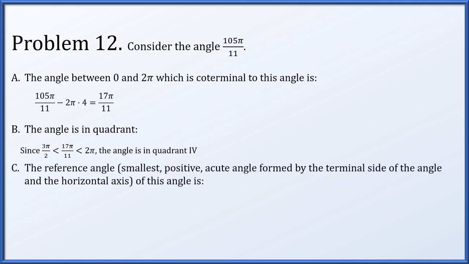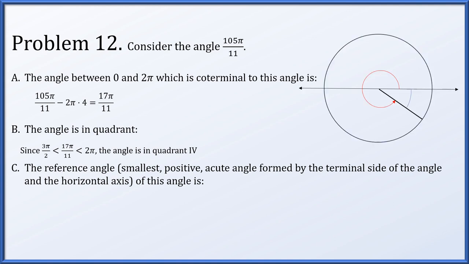The reference angle is what? Now the reference angle is a term for the smallest positive acute angle formed by this angle and the horizontal axis. So if you draw this angle and you draw the horizontal axis, the x-axis, and ask what's the angle between them measured as an acute angle, that's what the reference angle is.